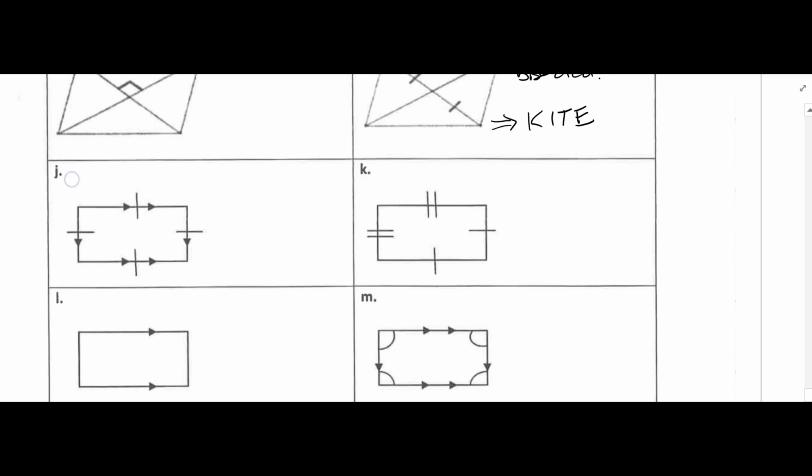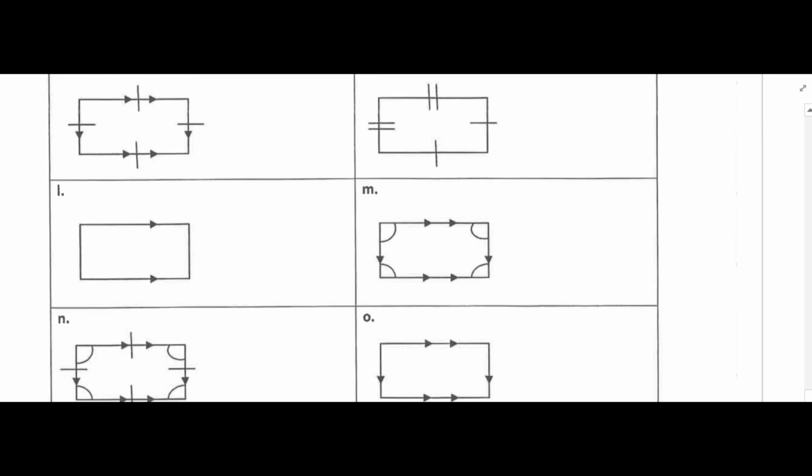Alright, let's do one more. Let's go down to I. We notice by the tick marks that there is only one pair of sides parallel. So we know it's not going to be a parallelogram or any of the special parallelograms, because those would have both pairs of opposite sides parallel, and our quadrilateral that has exactly one pair of parallel sides would be a trapezoid.